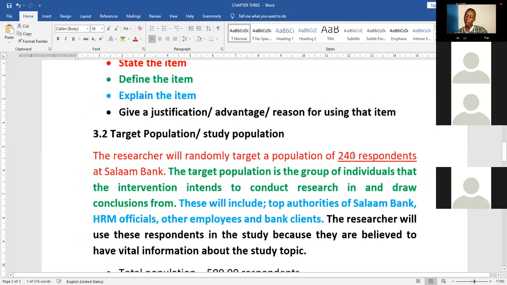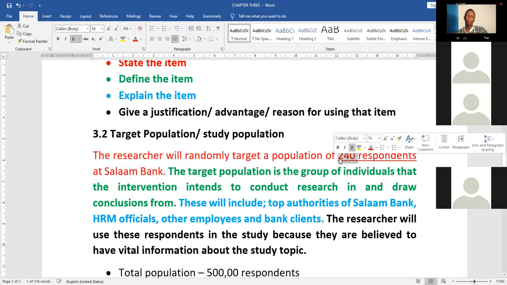Because I remember telling you that our target population is an estimate. It's not like total population. There is total population, there is target population, and sample size. Target population is the total number of people you are targeting. Since this is the proposal, you have not yet gone to the field to carry out research. Therefore, you estimate because you don't know the people that you're going to meet. But you have to estimate the number that is reasonable.